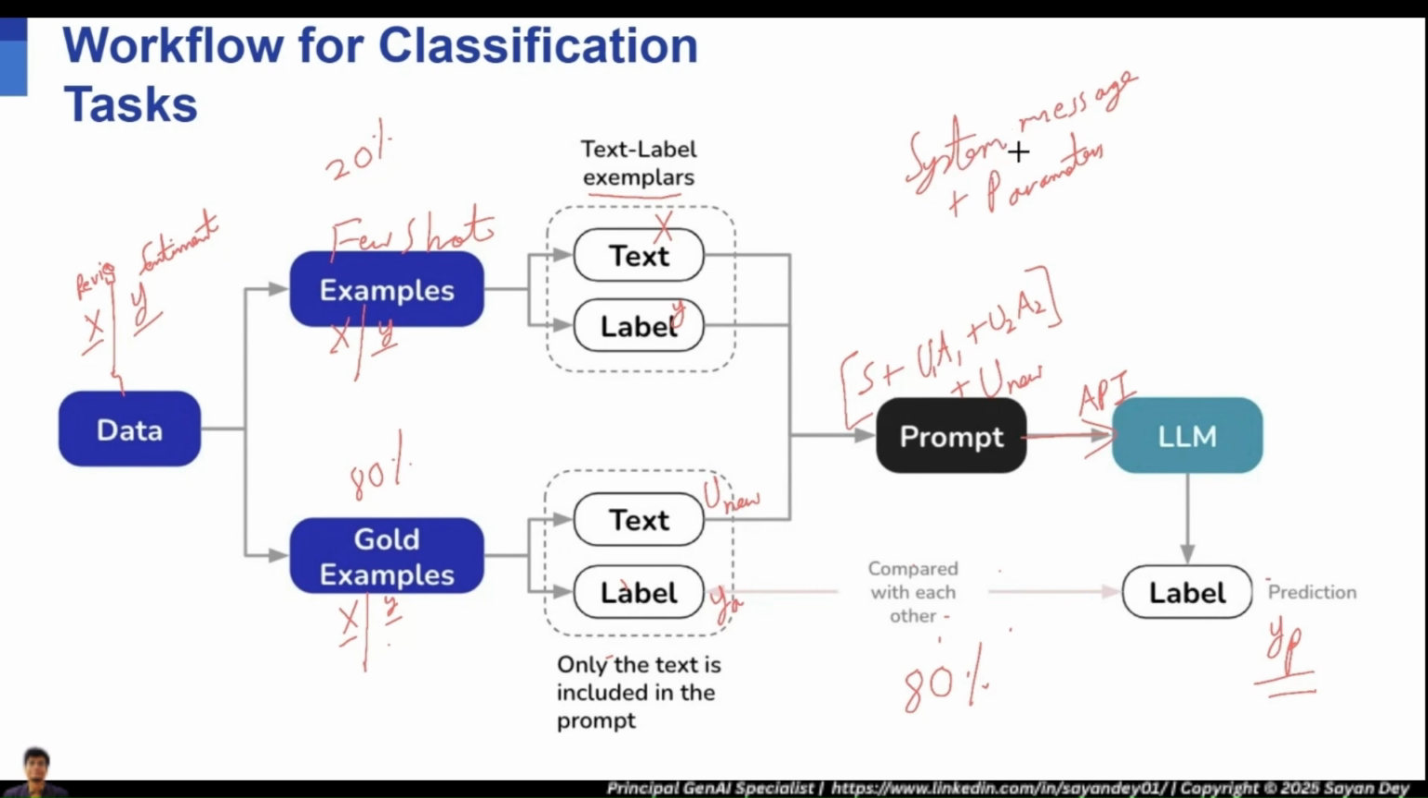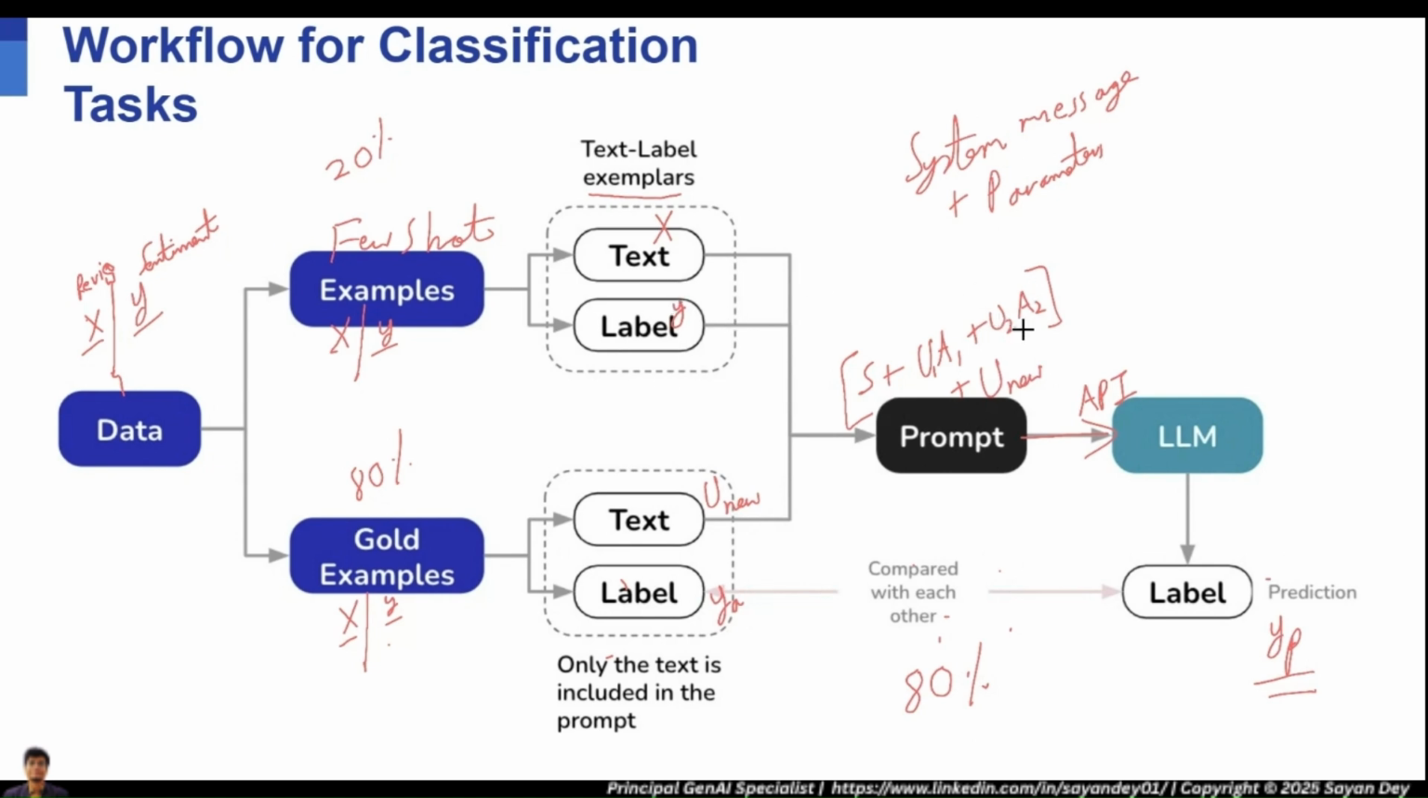You change the system message completely. You change the prompt parameters. Let's say increase the temperature value a little, to make the outputs a bit more variable. Let's say you change some other parameters as well. And also you try to incorporate more few-shot examples.